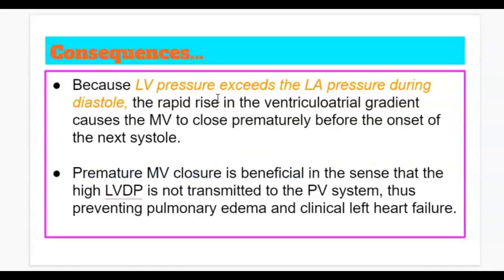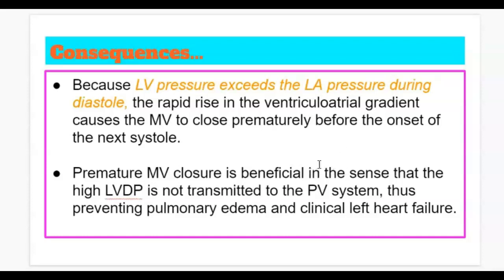Because the LV pressure exceeds the LA pressure in diastole, now think about that, the rapid rise in the gradient between the ventricle and the atria causes the mitral valve to close prematurely before the onset of the next pump, if you will, next systolic movement of the heart. And premature mitral valve closure is beneficial. Think about this. The heart does this beneficially. It's actually a good thing, but it's not. So it's a good thing initially.